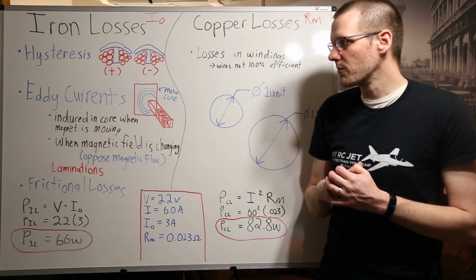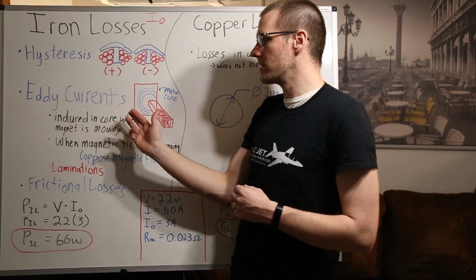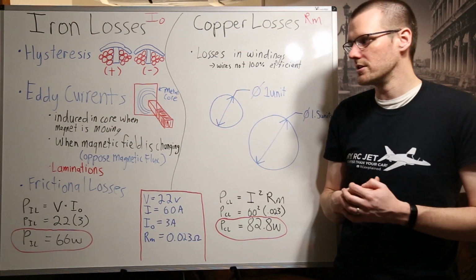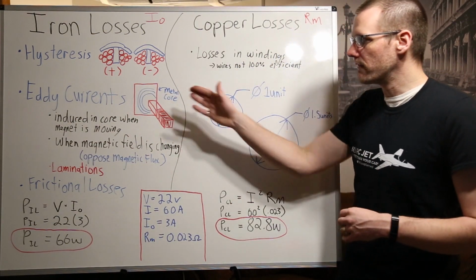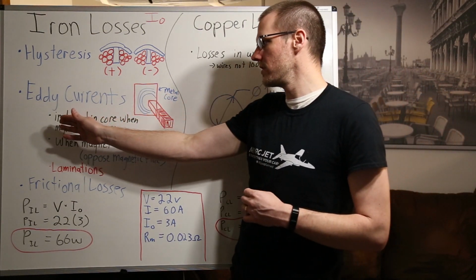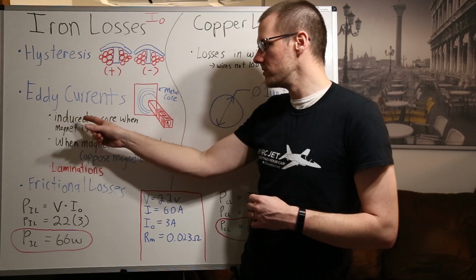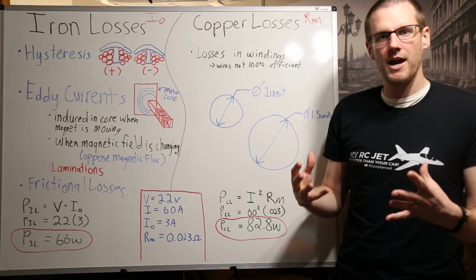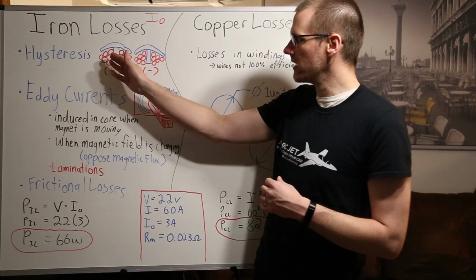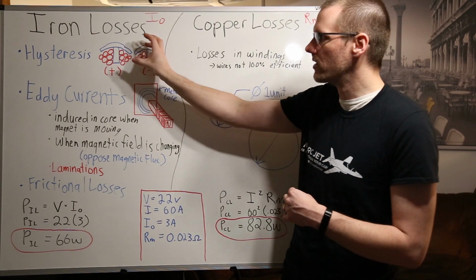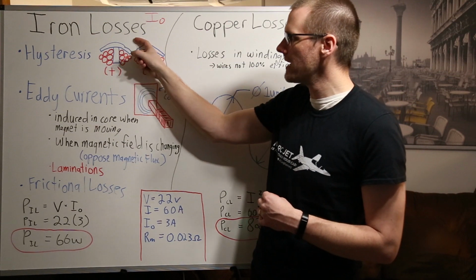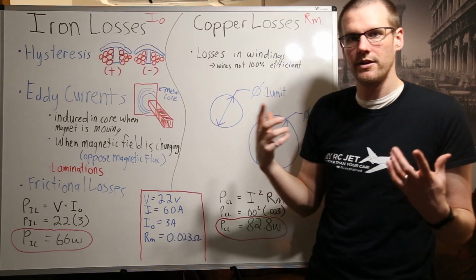The second part that we have here is known as eddy currents. Now we break down eddy currents into a couple different forms that we do see in our brushless motor. The first form that we have here is eddy currents that are induced in the core when a magnet is moving. So if we go back here and look at an example, if we have a magnet and this is on our rotor, we go ahead and rotate that rotor. We're passing that magnet by a tooth on the iron core.